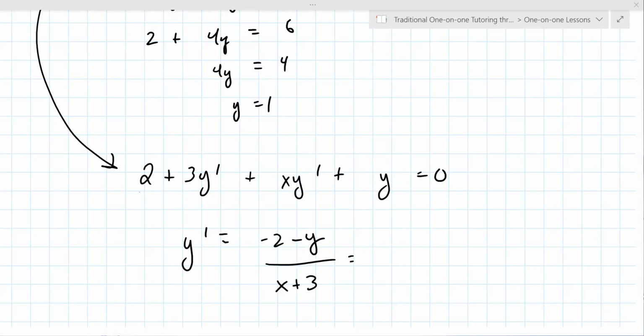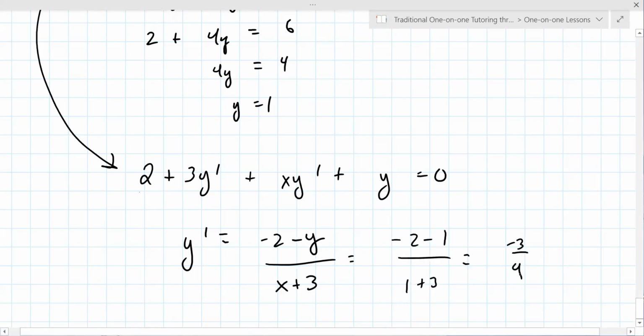So then y prime equals -2 minus 1 over 1 plus 3, it was 1, right? Yes, both 1. And so then that's -3 over 4. -2 minus 1 over 1 plus 3, -3 over 4.